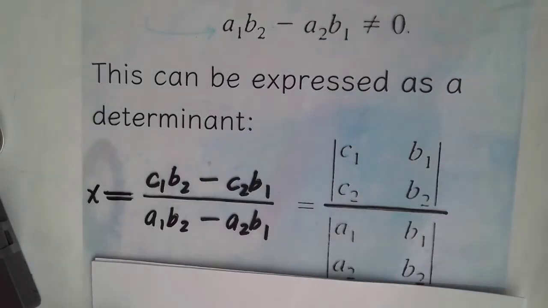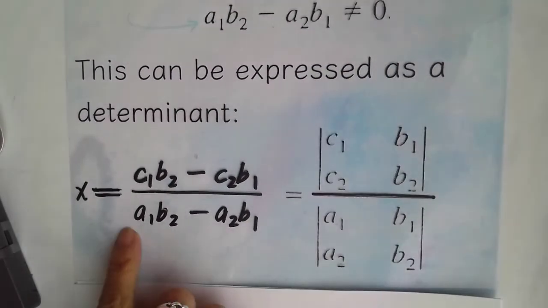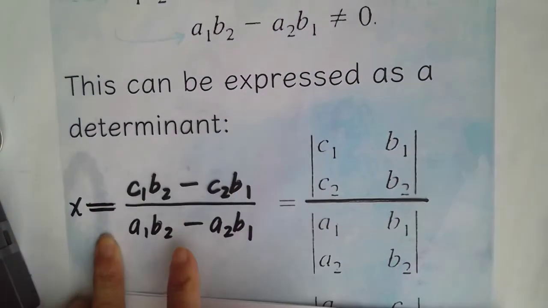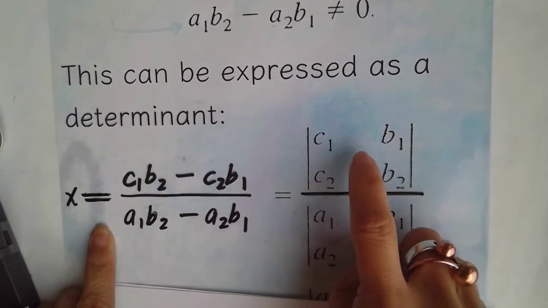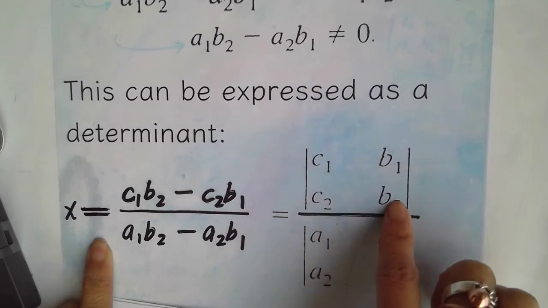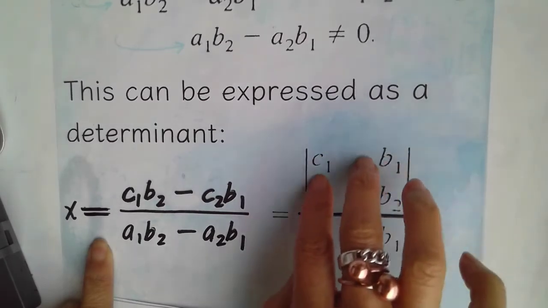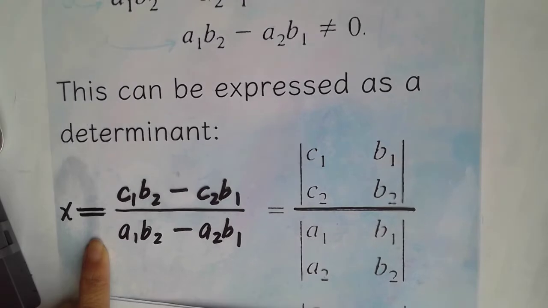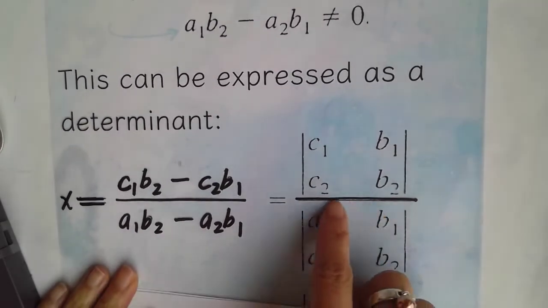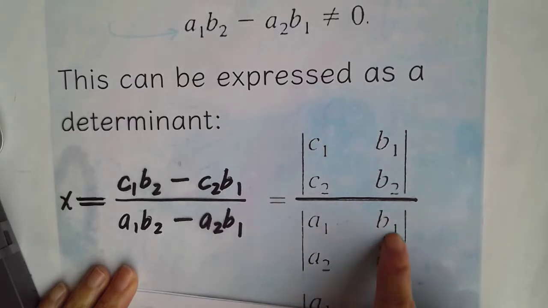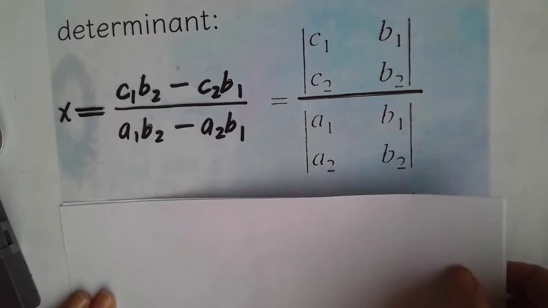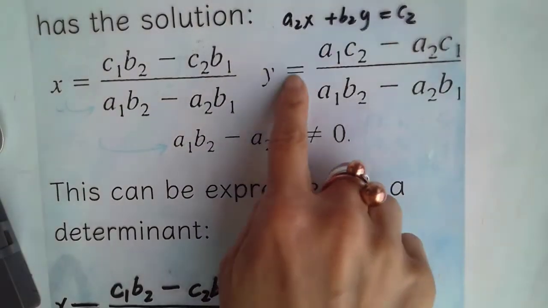So here we go. You see this x right here? It's actually the determinant of your C1, C2, B1, B2. So it's kind of like a partial determinant. We're going to see how it all works out. But you know your a1 b2 minus a2 b1? Did you know that's actually the determinant of your coefficient matrix? Yeah, okay. And how do you think this came about for y?